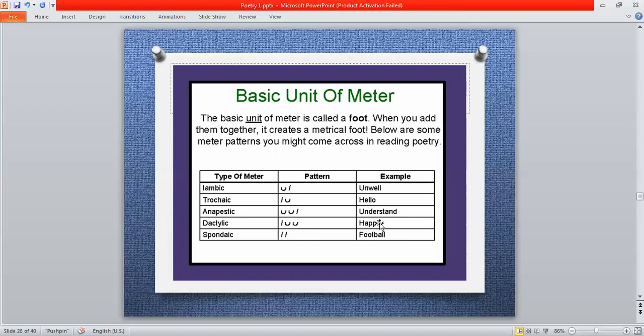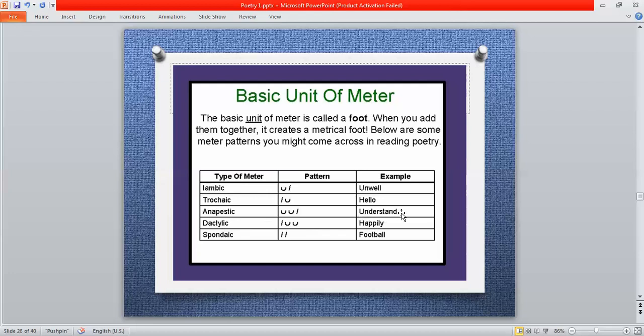Whereas the word happily consists of 3 syllables. Hap, and it's a strong syllable because the stress is on the first syllable of the adverb. Then pi, it's unstressed, and finally the ly, which is unstressed. So these 3 syllables are stressed, unstressed, unstressed, and this is called dactylic.